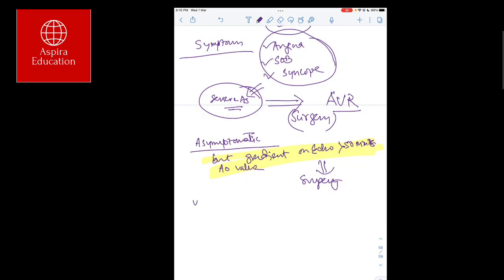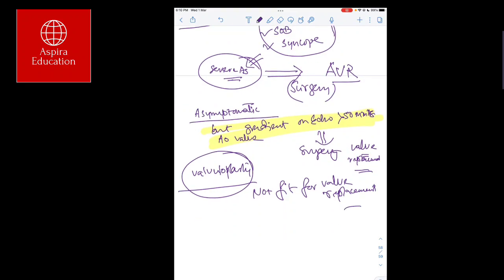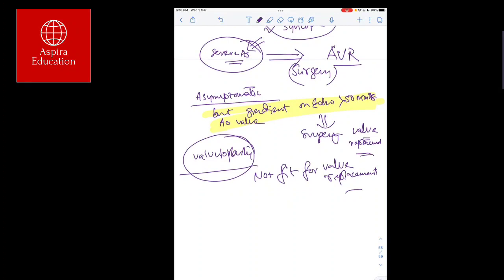Can we go for valvuloplasty? Usually we go for valve replacement. Can we go for valvuloplasty? Basically, valvuloplasty only for the patient who is not fit for valve replacement. So only when not fit for valve replacement, maybe the patient is very old, or maybe there is some contraindication to lifelong anticoagulation. Only in such conditions can we go for valvuloplasty.